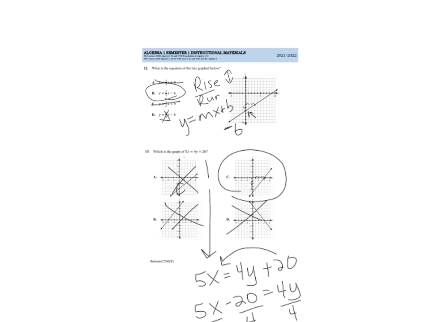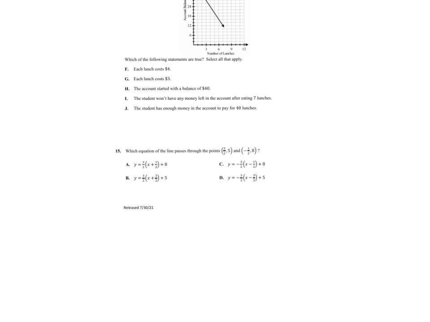Yep, that's the one. All right, next page. All right, let's see what we can see. So the first thing I notice is that it says select all that apply again. So that's where I'm going to start. It's asking me which statement is true, and it says each lunch costs $4. Well, let's just see about that, shall we?